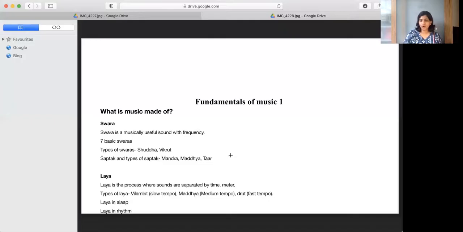Madhya laya is the normal speed with which we do a lot of our activities. We walk in madhya laya. We do our work in madhya laya. Anything slower than that we would call vilambit, and anything faster than that we would call fast, or drut. Similarly, in singing, this is a madhya laya.